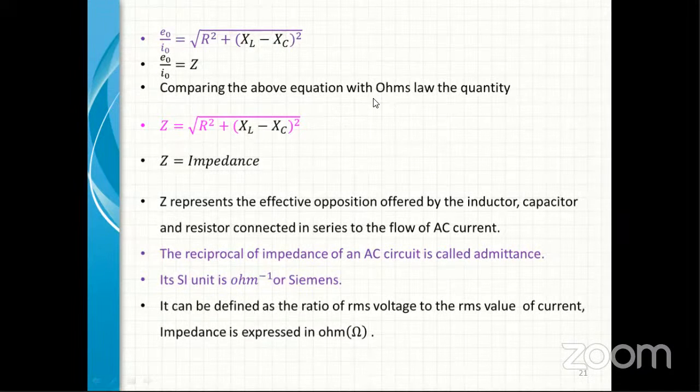Comparing the above equations again with Ohm's law, this quantity E, that is V divided by I, is equal to R. That means this is all the resistance which is offered by the resistance, inductors and capacitor, and this Z is called the impedance. Okay, this Z is called the impedance. This Z represents the effective opposition offered by the inductor, capacitor and resistors connected in series to flow of AC current.